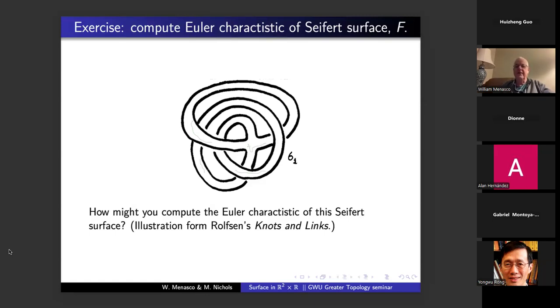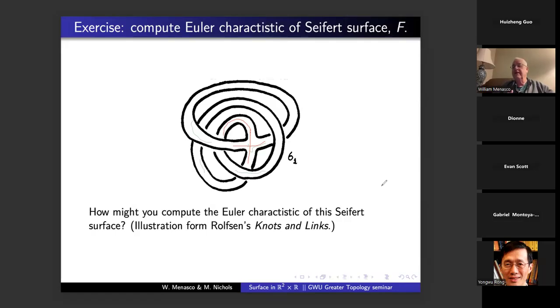Anybody? Nobody? Yes, the surface deformation retracts onto a wedge of two circles. So one circle goes around and follows the thing here, and the other circle goes around like this. And so you get the wedge of two circles, and the surface deformation retracts onto it. And then from there, you want to complete your thought.